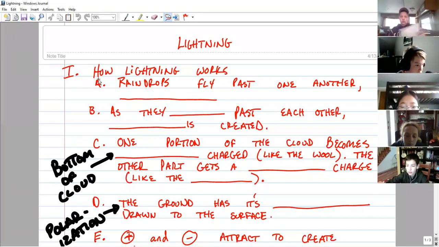So step A says that raindrops in a cloud, so we have to picture raindrops in a cloud. Raindrops in a cloud are not static, meaning they don't just sit there. So they fly past one another because there's air currents moving within a cloud, especially a big storm cloud. We say raindrops fly past one another and they collide into one another.